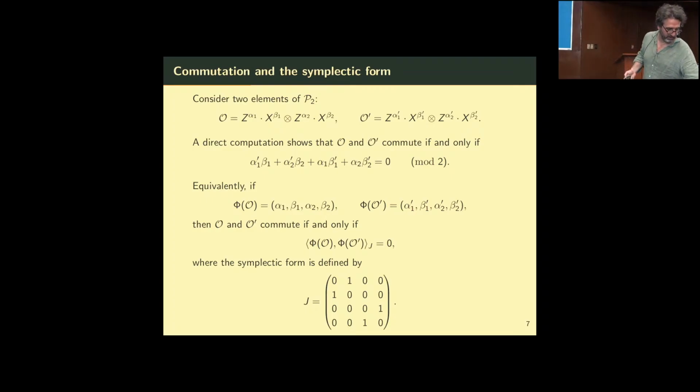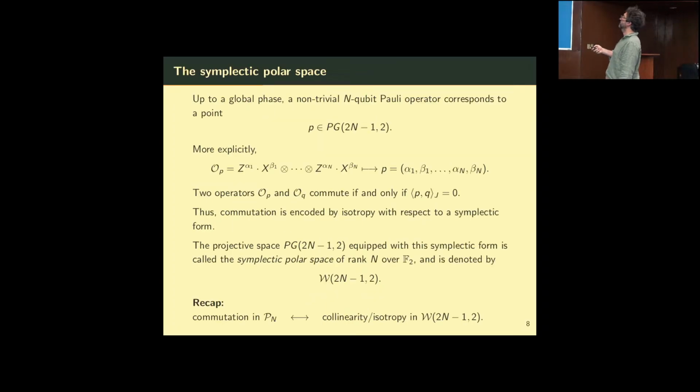Okay, so now maybe comes the second important slide of the talk. No, not yet. This is one more general consideration before we start the examples. So the symplectic polar space is the final object we want to deal with. Up to a global phase, a non-trivial n-qubit Pauli operator corresponds to a point in the projective space. More explicitly, you have your operator here. So I forget about the phase and I encode my n-qubit operator by looking at the two n-vector of 0, 1 coefficients here. And two operators will commute if and only if they annihilate the corresponding point, annihilate the symplectic form. So the commutation is encoded by isotropy with respect to the symplectic form.